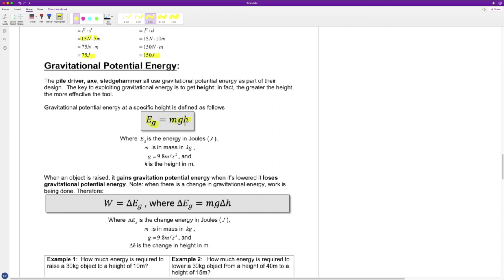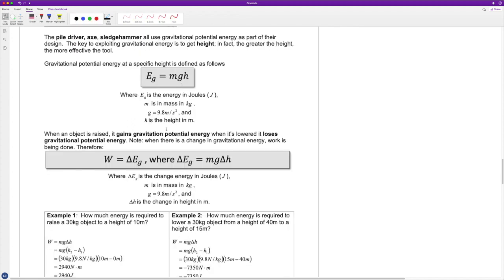So if you want to figure out how much energy with respect to gravity something has, you need to know its mass, you got to multiply that by 9.8, and its height. So the factors that affect it is the heavier it is, the more energy you have. The higher it is, the more energy that you have. So this is your gravitational potential energy at a specific spot above the Earth's surface.